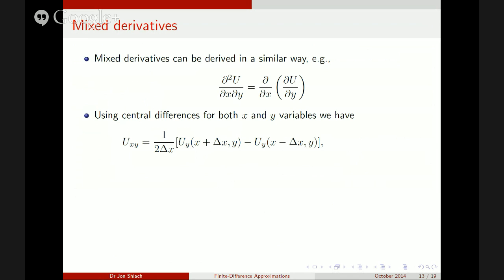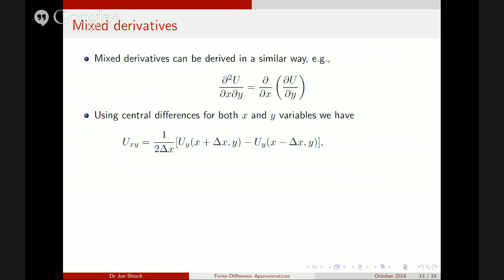What about mixed derivatives? What if we got a first order derivative in terms of y, and then a first order derivative in terms of x? So this sort of thing here. The function u is differentiated with respect to y and with respect to x. What you can do is first differentiate it with respect to y, and then whatever you get from this, differentiate it with respect to x.